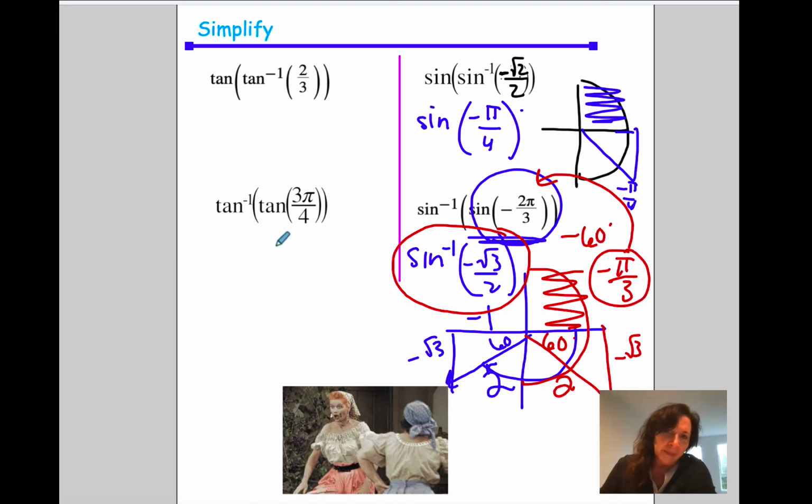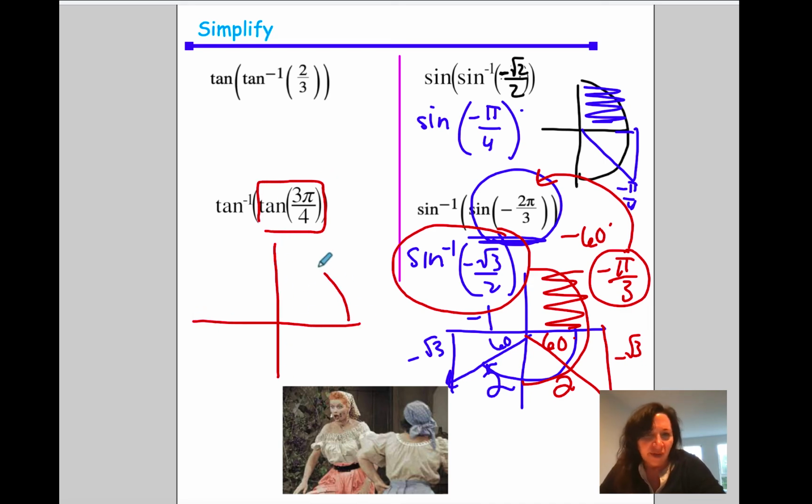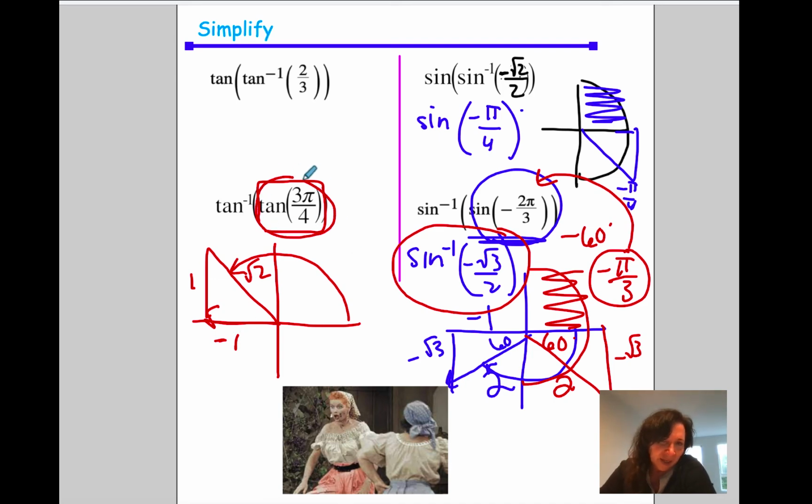For this problem here, this is saying what is tangent of 3/4 pi. So do this inside first. So 3/4 pi is over here, 45-degree reference, okay? We know that tangent, if it's 45 degrees, it's 1, 1, square root of 2, but also going to the left, that makes this negative. So what is tangent of 3 pi over 4? Well, it's going to be opposite over adjacent, so that's going to be negative 1.